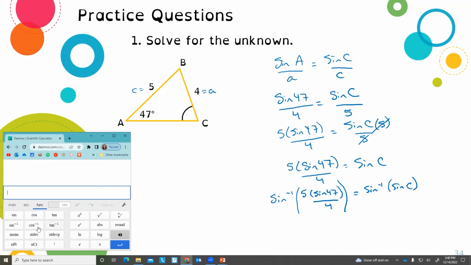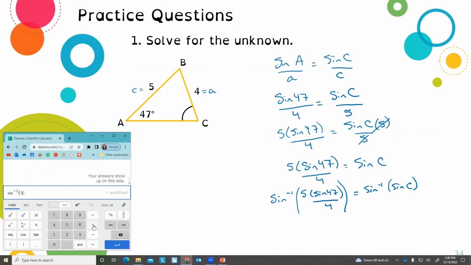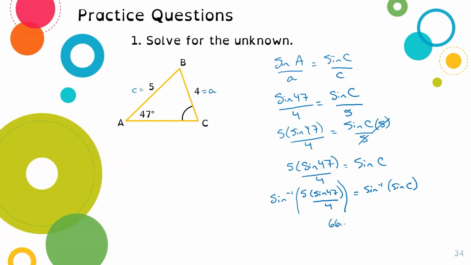So I'm going to put it all in once in my Desmos. As always, you can do it in more steps if you want to. I'd like to give you options in terms of what feels best for you. You do what is best for you. So we have sine inverse of 5 times sine 47 divided by 4 is equal to 66.1 degrees. So angle C is equal to 66.1 degrees. And that's how we solve for an angle.